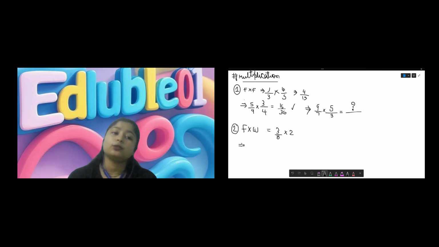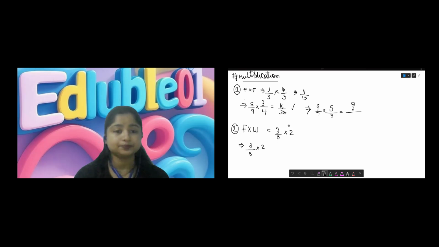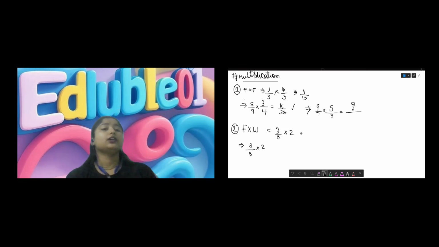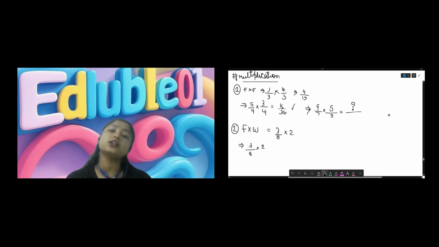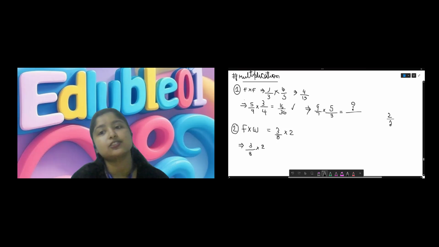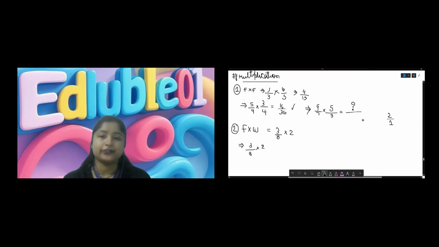So let's rewrite the question. That's 3 over 8 times 2, right? This is a whole number. So 2 over, when there is a whole number, the simple logic behind it is, if there is nothing underneath, you can just put 1 because that's not going to change the number, right?